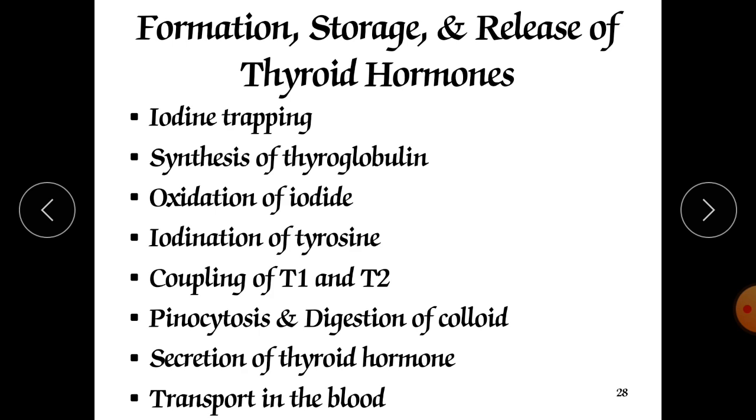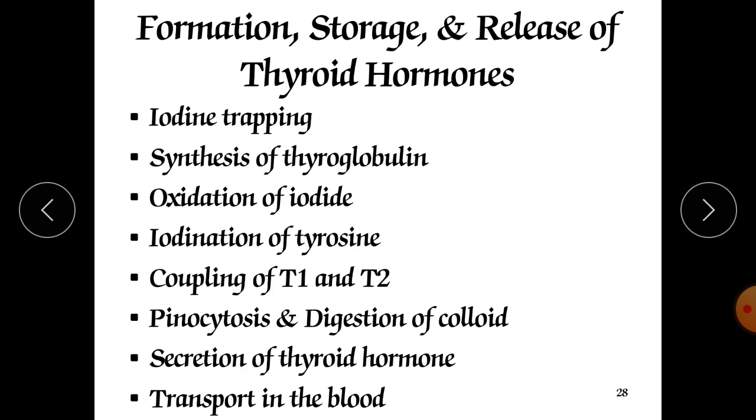They are also synthesizing thyroglobulin, a large glycoprotein that is produced in the rough endoplasmic reticulum. It is modified in the Golgi complex and packed into secretory vesicles. These vesicles then undergo exocytosis, which releases thyroglobulin into the lumen of the follicles. Now they will release the thyroglobulin into the lumen.